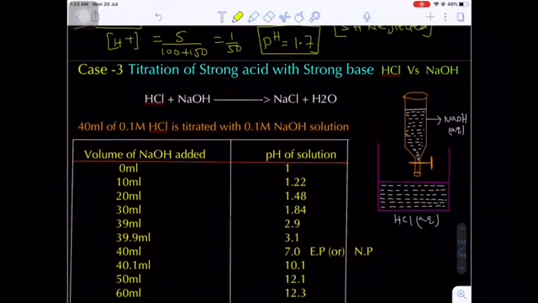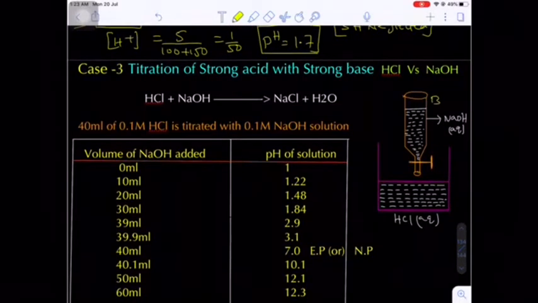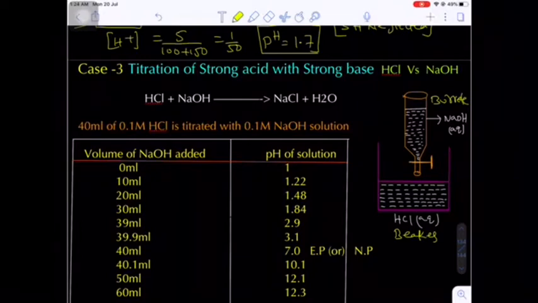Now come to the titration of a strong acid with a strong base. The best example of a strong acid is hydrochloric acid and of a strong base is NaOH. Here NaOH is taken in the burette, and hydrochloric acid is taken in the beaker. Now NaOH is added drop by drop to the hydrochloric acid solution. Are you getting my point?